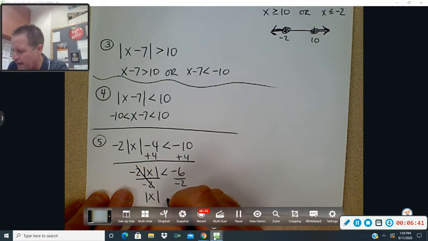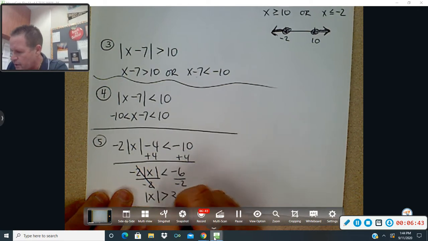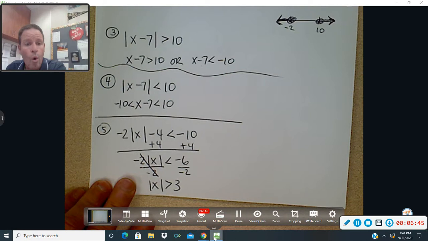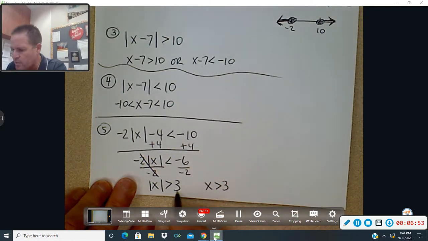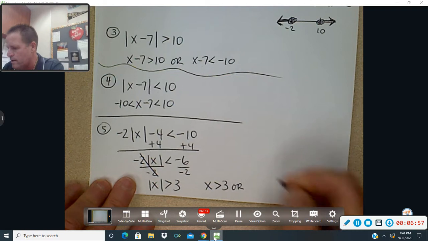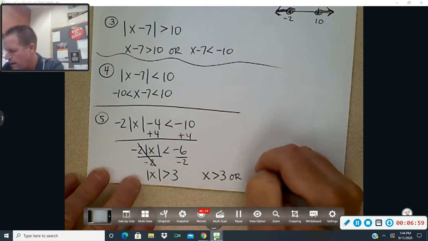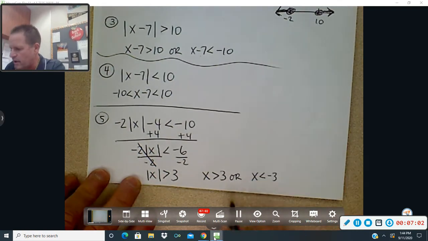Absolute value of x is now greater than 3. Okay, so we got a greater than situation. X is greater than 3 is what we're going to write first, exactly as it is, no bars. Or x is less than negative 3. It's going to go the opposite way. Ors are opposites with negative 3.